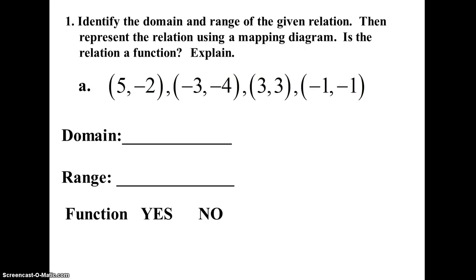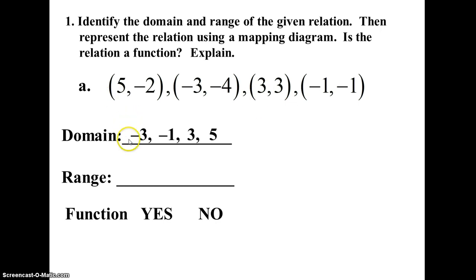With this list of ordered pairs, we want to identify the domain and the range of this given relation. Then we're going to represent this relation using a mapping diagram and answer the question, is the relation a function, and explain our answer. For the domain, we want to look at all of our x values. We've got 5, -3, 3, and -1. We want to list them in order from least to greatest. So we've got -3, and then -1, and then our 3 and our 5. We would list them like this.